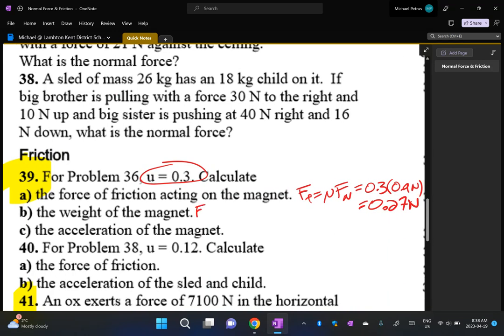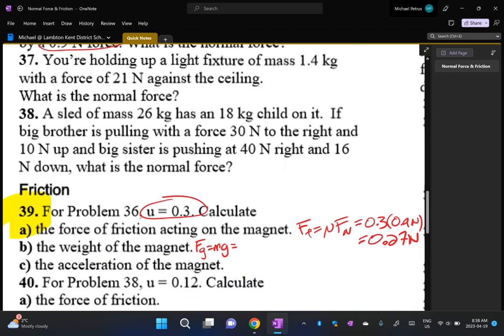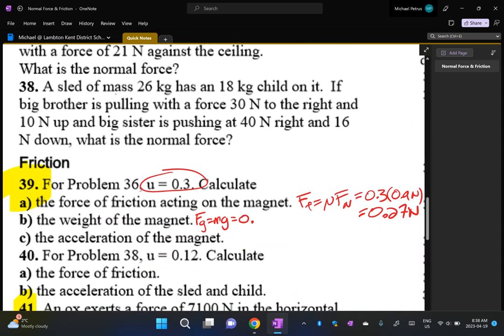The weight of the magnet, weight, remember, means force of gravity, so it's Fg equals mg. I'm just going to double check the mass, which is 20 grams or 0.020 kilograms, times 9.81. So I go 0.02 times 9.81. Oof, this calculator is rough. And I get 0.20 newtons. I rounded that. So that's A and B.